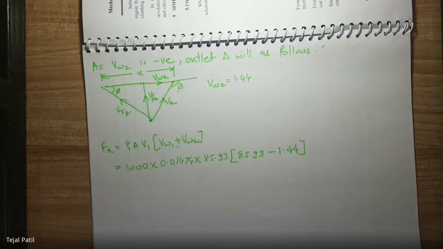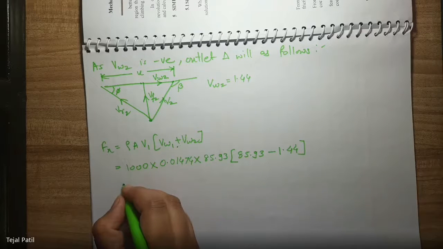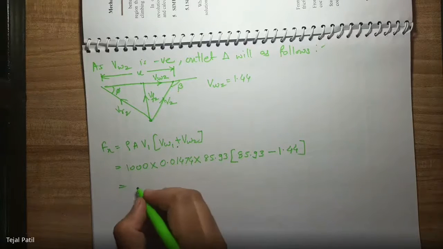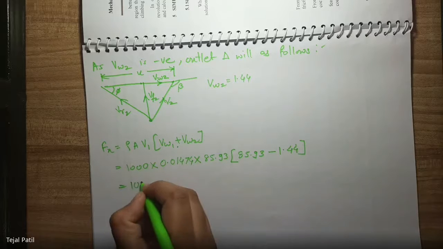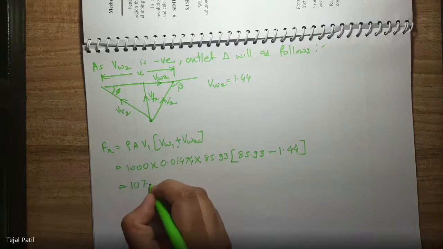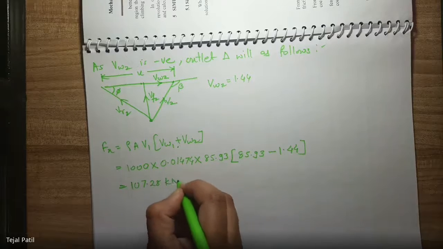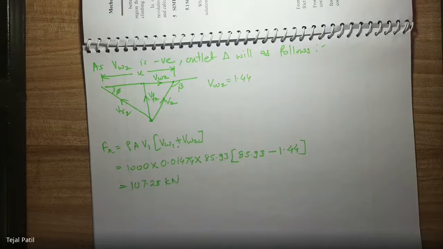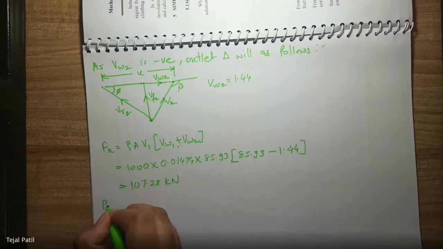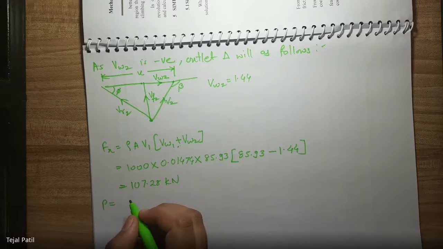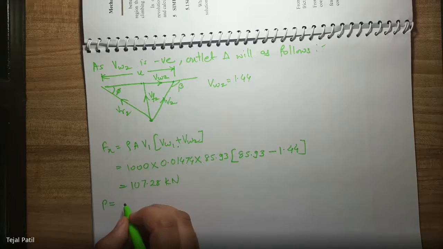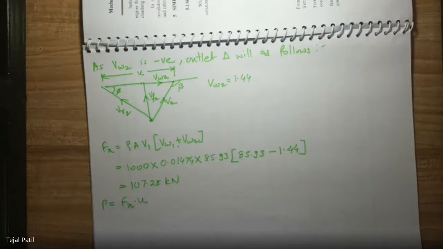So now what is your Fx? 107.28 kilonewton. So this is your Fx. And the last thing is to find the power. What is power? How can you find it? Simply Fx into U.